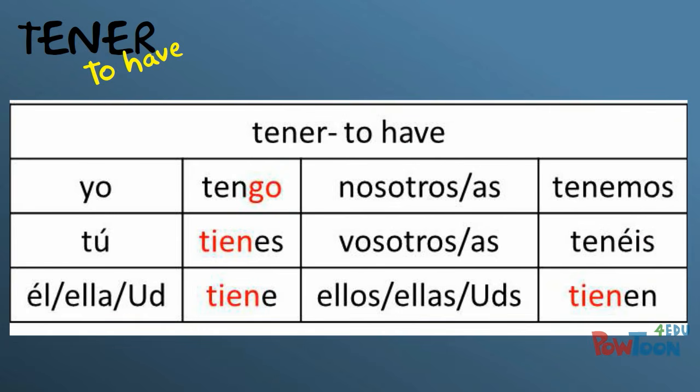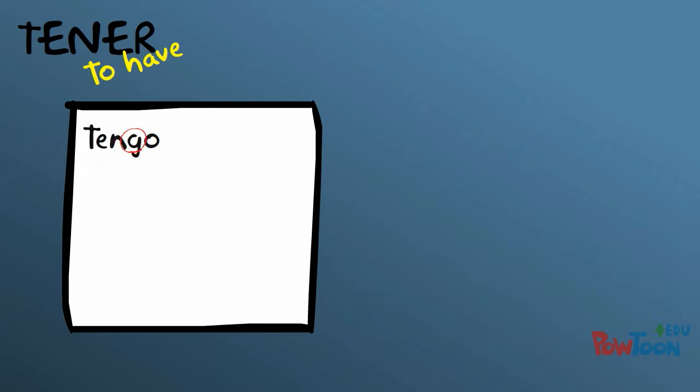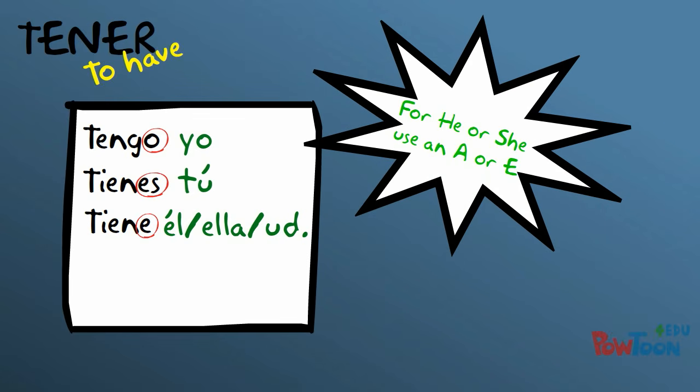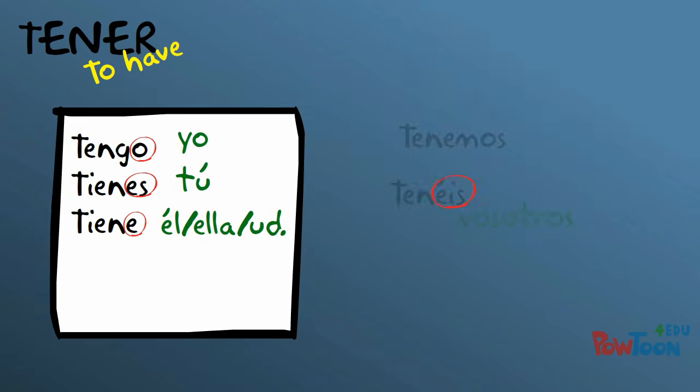But if you look at the endings, you'll see that they should look familiar. Tengo ends in an O because of the pronoun yo. Yo tengo means I have. Tienes ends in an es because of the pronoun tú. Tiene ends in an e because of the pronouns él, ella, and usted. Remember the rhyme for he or she, use an a or e.